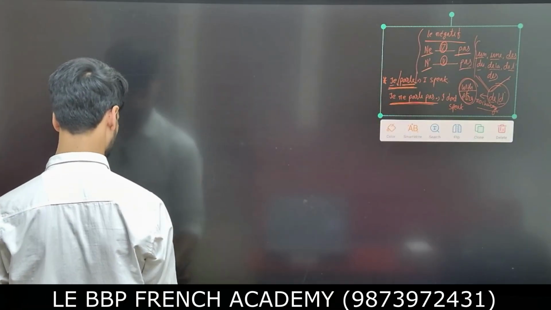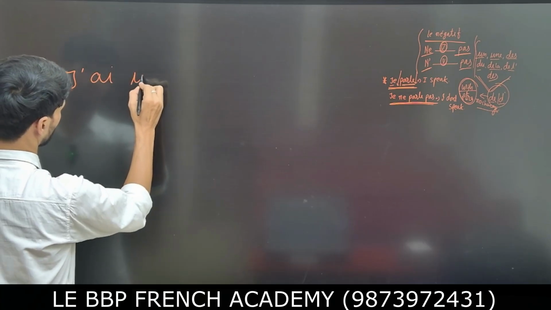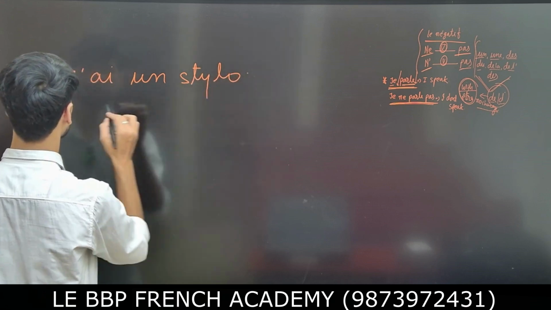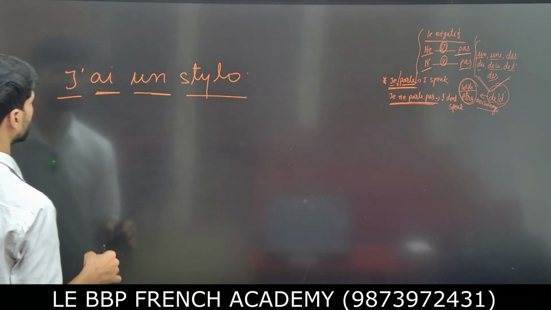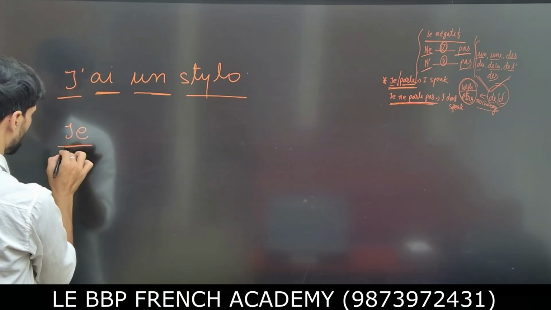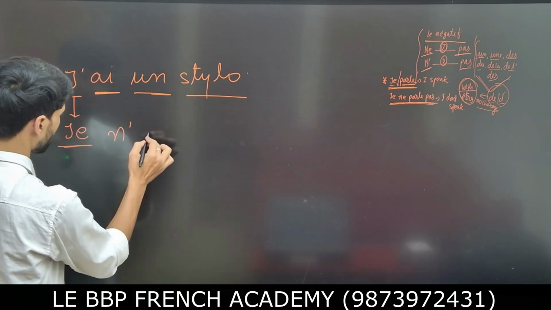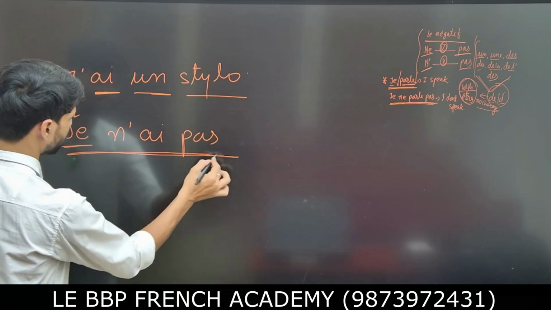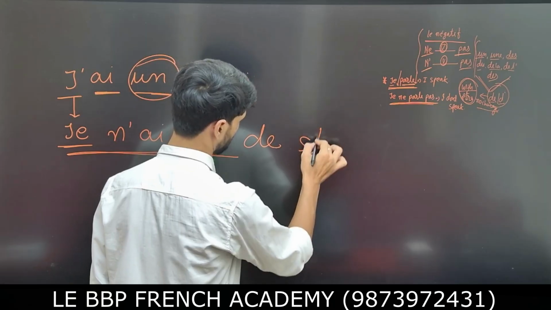Okay, so, j'ai un stylo. I have a pen. So it's j'. When you put the negative, je n'ai pas. Okay, ne becomes n' because this is a vowel verb. That's why, and pas. It means I have not, and un changes into de, de stylo.